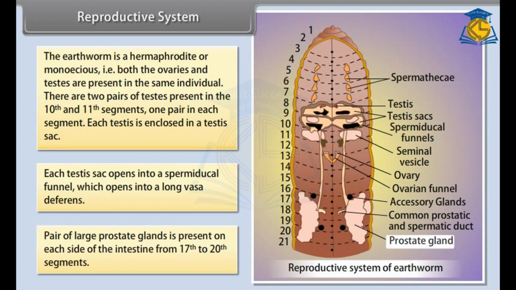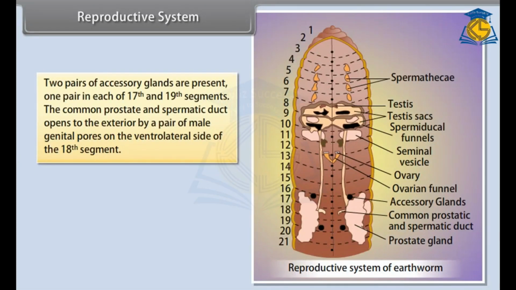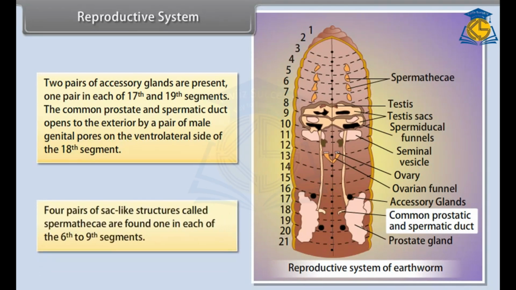A pair of large prostate glands is present on each side of the intestine from the 17th to 20th segments. 2 pairs of accessory glands are present, 1 pair in each of the 17th and 19th segments. The common prostate and spermatic duct opens to the exterior by a pair of male genital pores on the ventrolateral side of the 18th segment. 4 pairs of sac-like structures called spermathecae are found, one in each of the 6th to 9th segments.